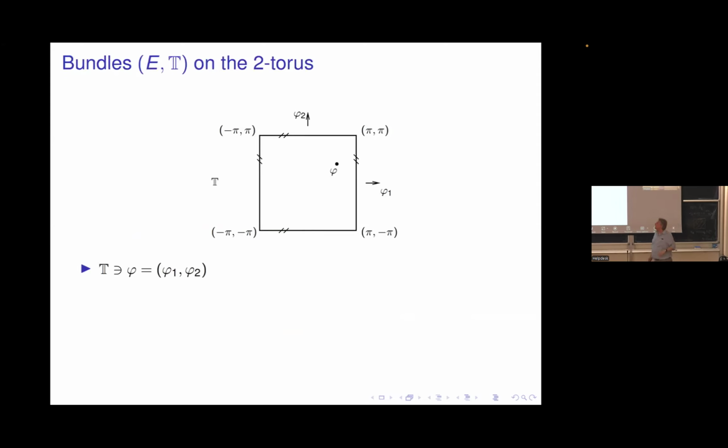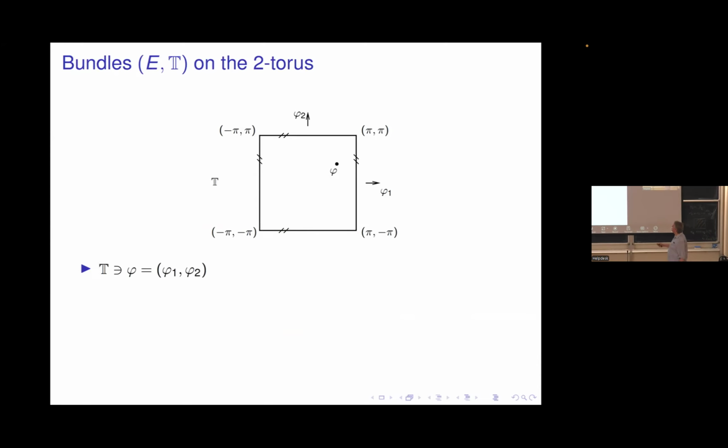And now we still have 15 minutes, so maybe that's good enough to tell you about how to identify the non-triviality of complex vector bundles on the torus. That is what the point is all about.